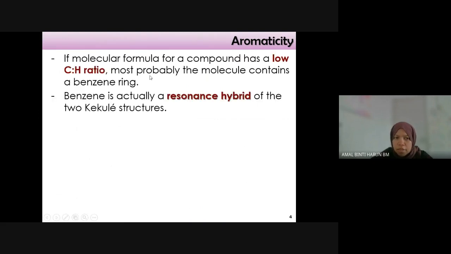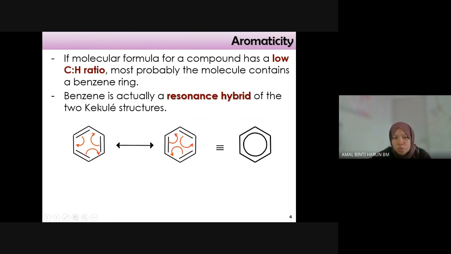If we see the molecular formula of the benzene ring, something that has a carbon and hydrogen ratio of almost 1:1, it is expected that the compound consists of a benzene ring. Okay, and then the benzene is actually a resonance hybrid of the two Kekulé structures. This is the first Kekulé structure and this is the second.